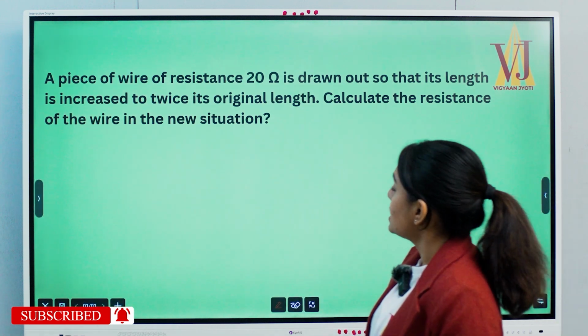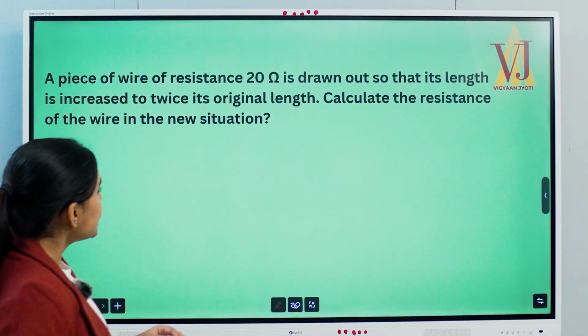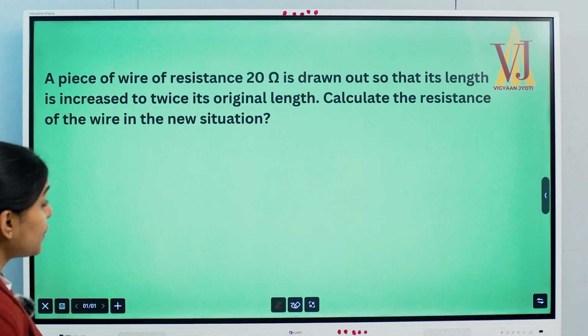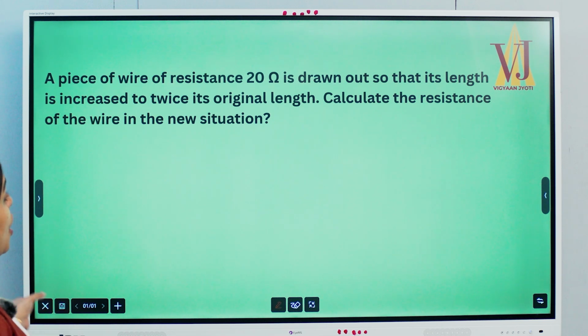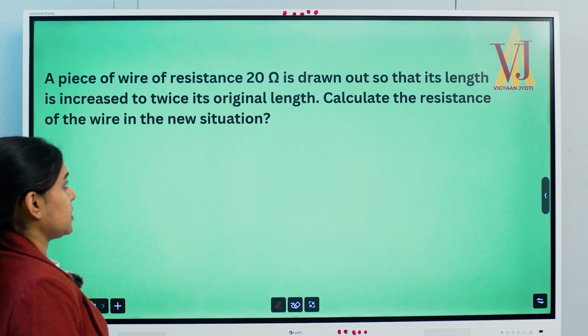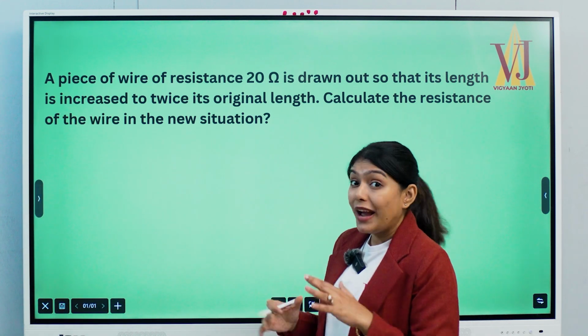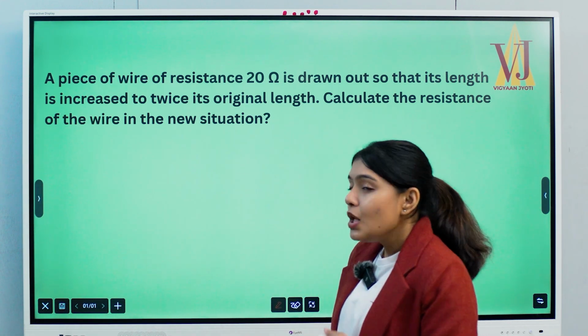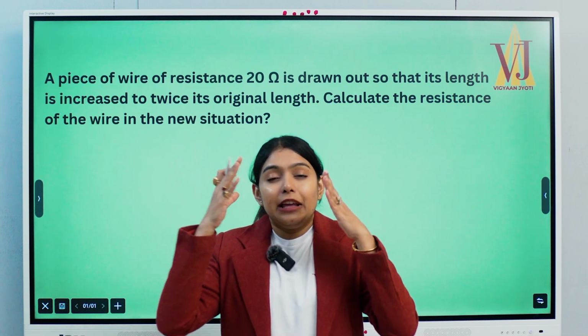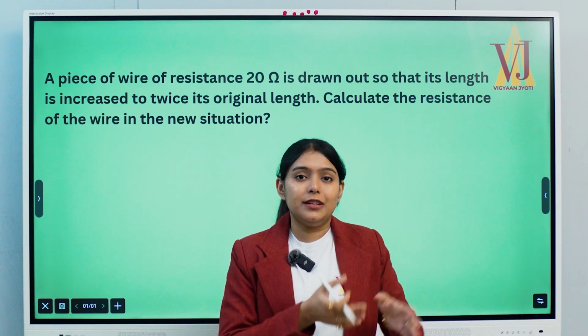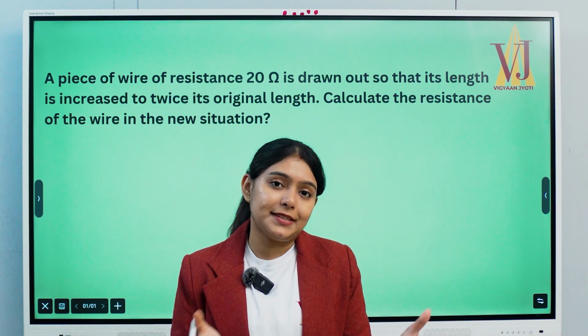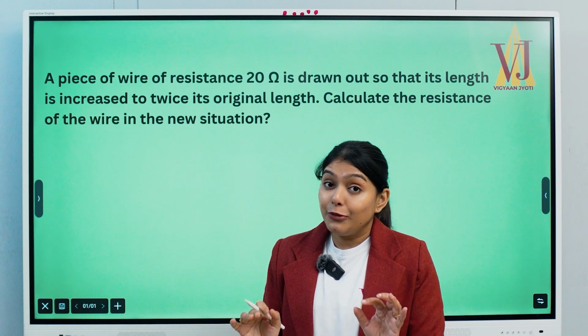A piece of wire of resistance 20 ohm is drawn out so that its length is increased to twice its original length. Calculate the resistance of the wire in the new situation. This question is a bit tricky. Why did I say it is tricky? Previously we had a question: if the length is tripled, the resistance is tripled. If the length is decreasing, then resistance is decreasing. This is what we told with the fact.